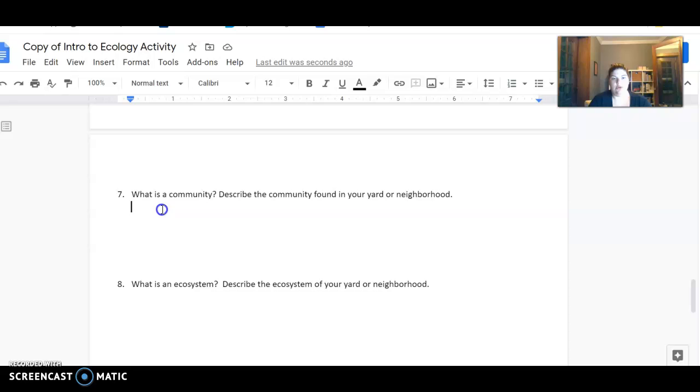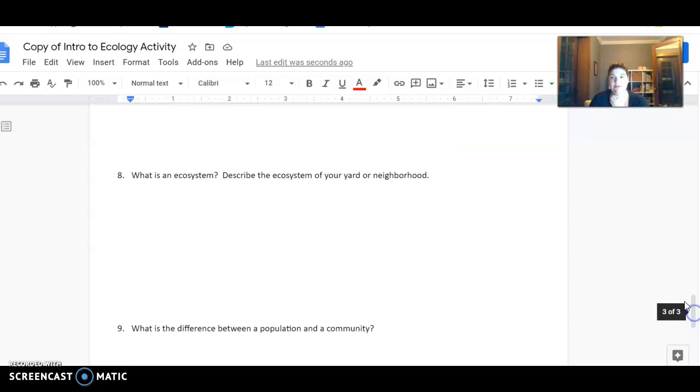A community. So a community is going to be all the populations in an area. Maybe I didn't expect you to list every single one, but perhaps more than 2. You could say that there's a population of grass, there's a population of honeybees, there's a population of toads, there's a population of squirrels, all of these things living in your neighborhood or your backyard. And that would make up the community. Notice I didn't list anything that was abiotic because communities are only made from living things.